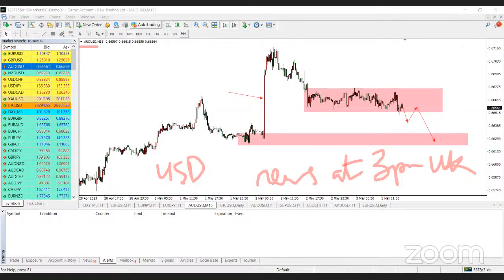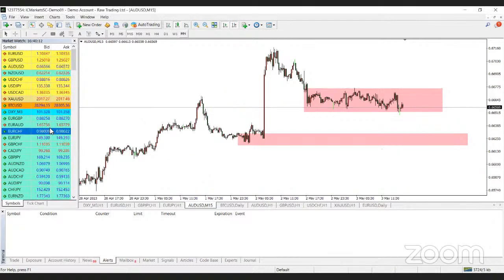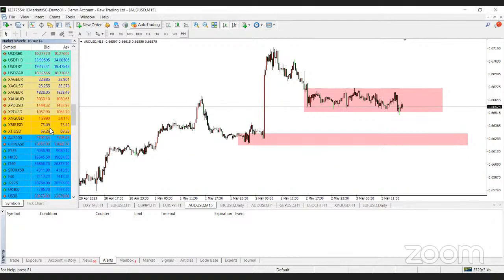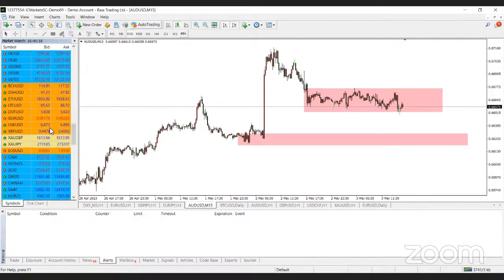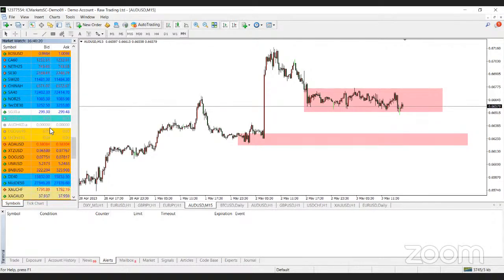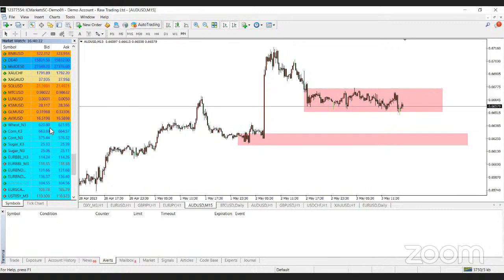Just breeze through. Let me see whether I have oil on this platform. Let me clean up this chart first of all. And let's look for the crude oil. Crude oil should be somewhere. Where are you? Crude oil. If you don't have crude oil here, then I have to switch over to another platform.